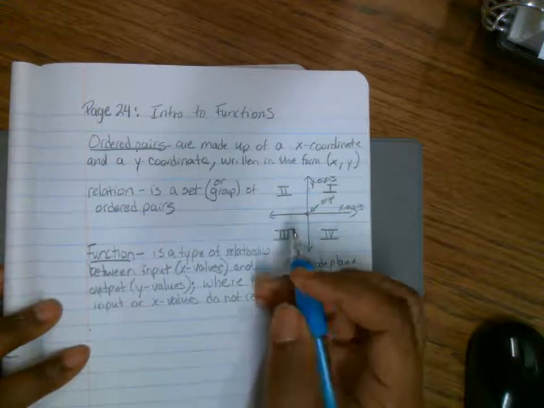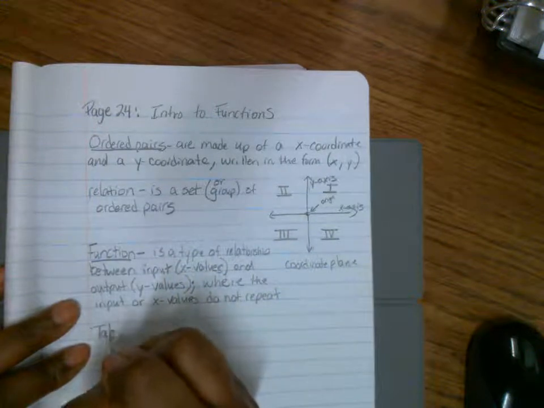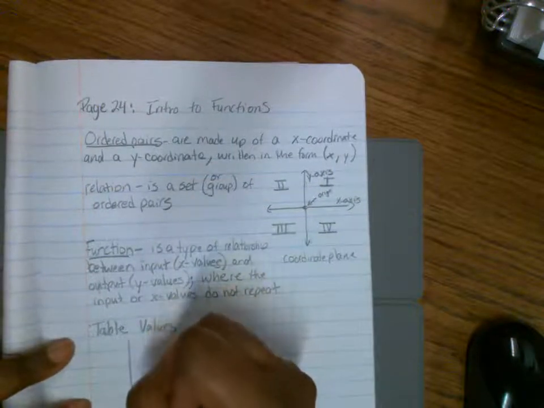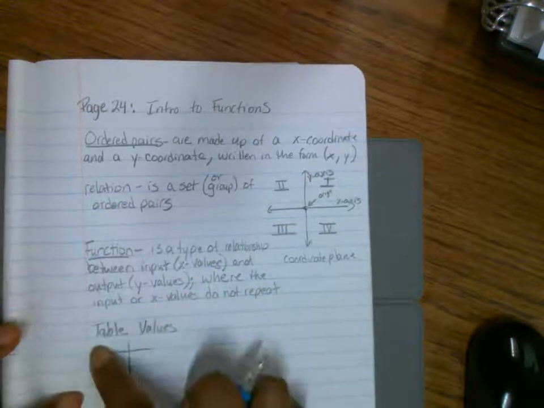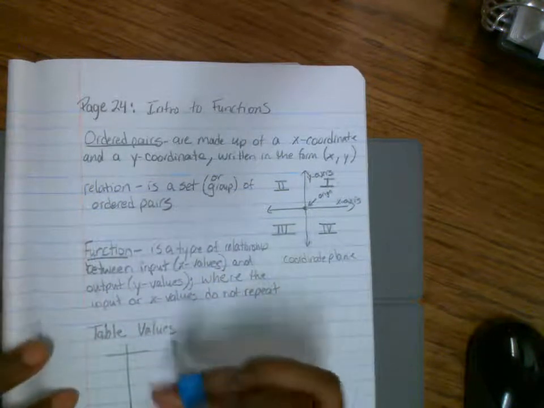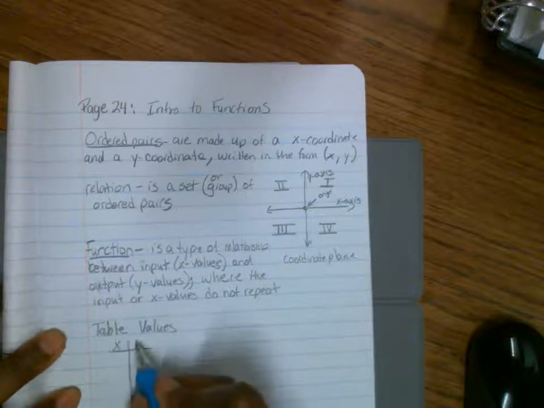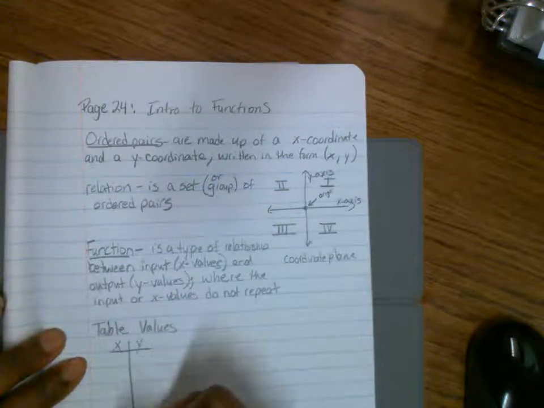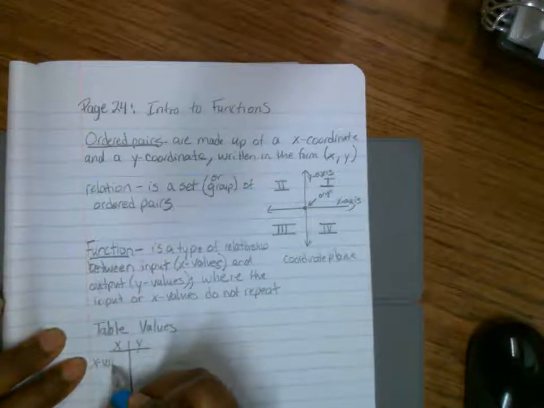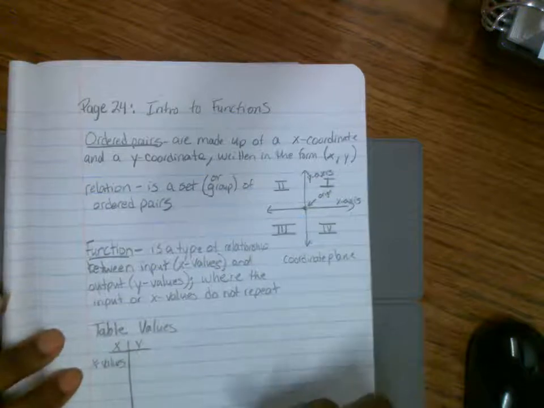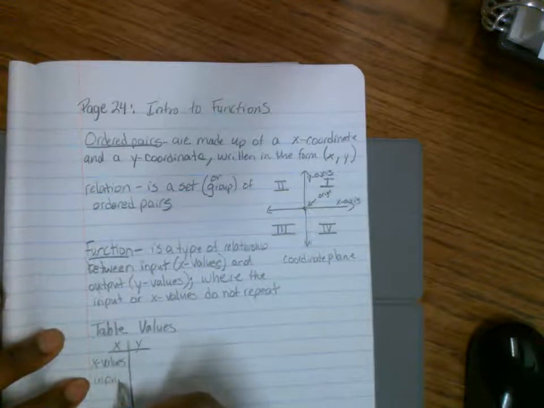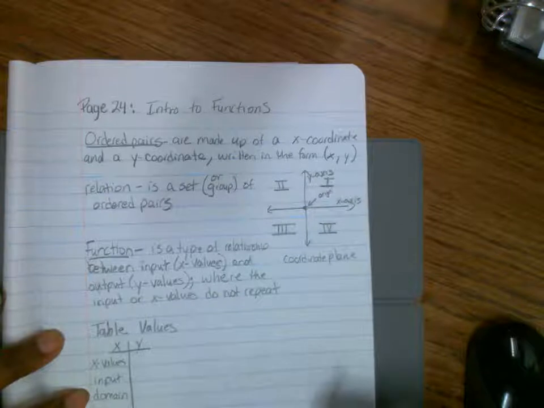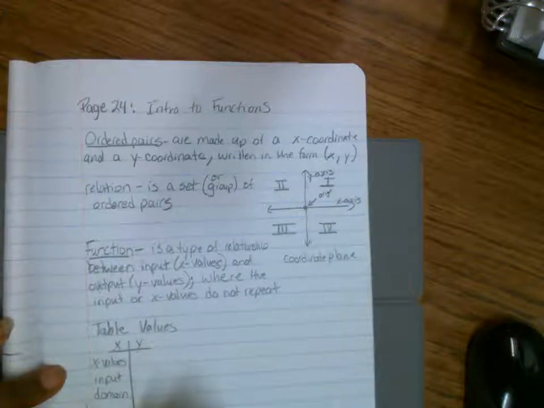So before we do some examples, though, I need to talk about table values. Your table values are where you have like a T-chart, and you've seen this before in previous grades, and you have your X values here and your Y values here. Of course, these are other words that we write for X. We sometimes just say X values. We sometimes say that these are our input values. We also say domain for X. And on some occasions, we even say our independent variable.